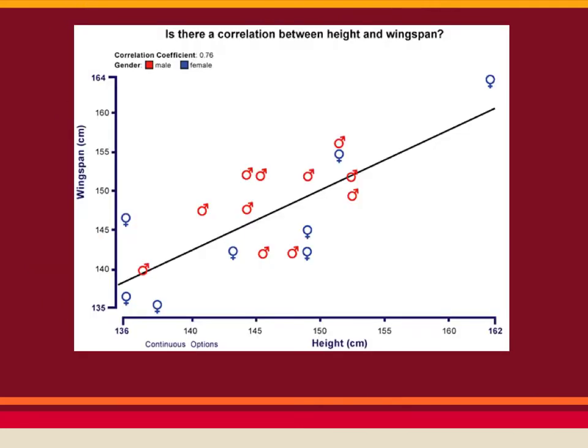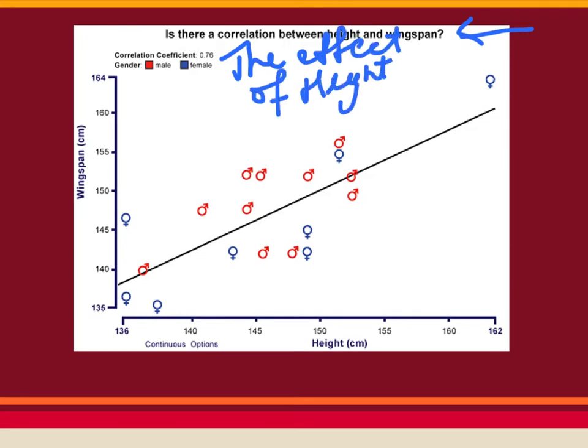All right, finally, we're looking at that regression curve. Again, we have a title that sort of describes the data that we're looking at. Again, this would preferably be the effect of height on wingspan. That would be a great title. Granted, they asked more or less the same thing here in question form, but that's okay.